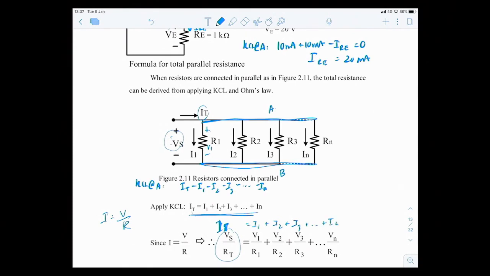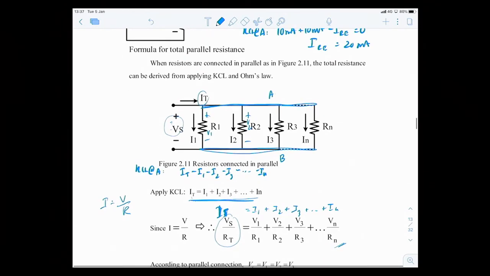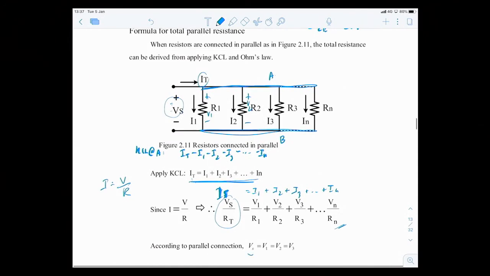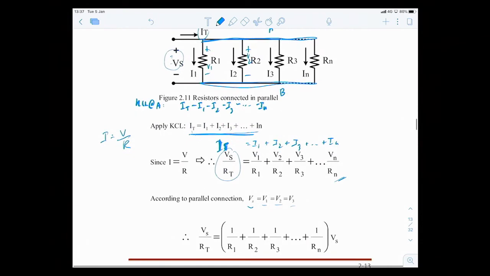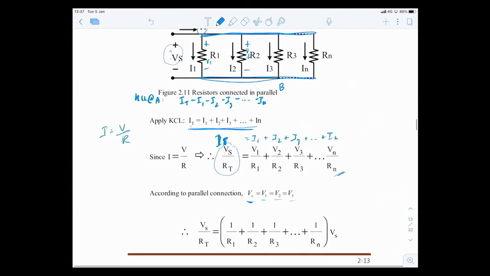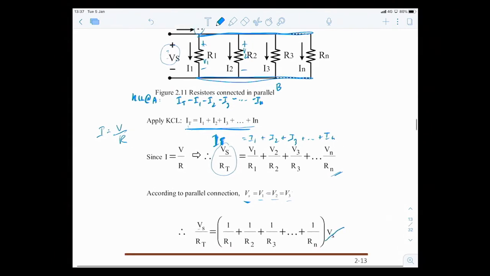I2 is the voltage drop across R2, V2 over R2. So we got all this, right? But we just defined that the voltages are equal when things are connected in parallel. So that means your Vs, V1, V2, V3 are equal. So V1, V2, V3 are equal to Vs. So you get it into this form, and we can cancel Vs like this.